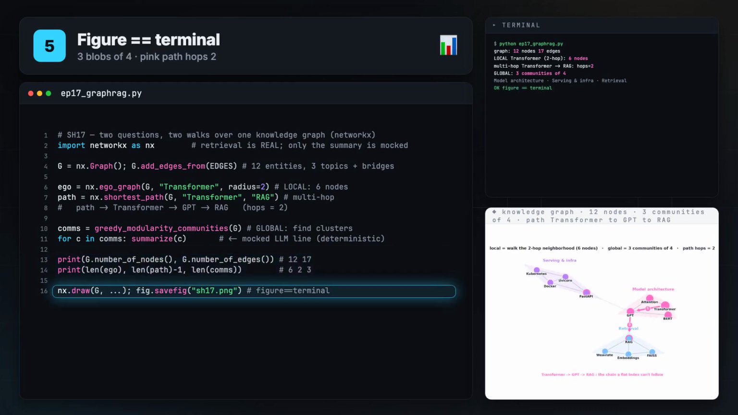And the figure says exactly that. 3 colored blobs, 4 nodes apiece, matching the 3 communities in the log. A highlighted 2-edge path from transformer through GPT to RAG, matching the printed hops too. Figure equals terminal. The structure on screen is the answer.